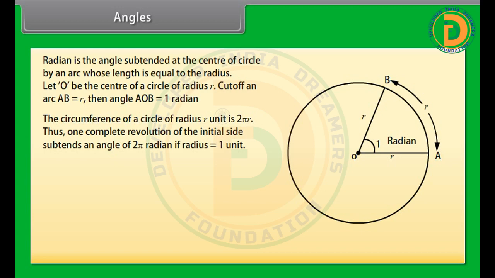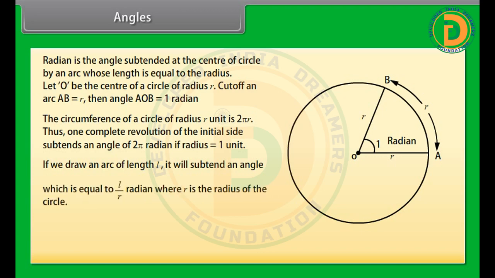Thus, one complete revolution of the initial side subtends an angle of 2 pi radian if the radius is equal to 1 unit. If we draw an arc of length L, it will subtend an angle equal to L by r radian, where r is the radius of the circle. And we can write it as L is equal to r theta.